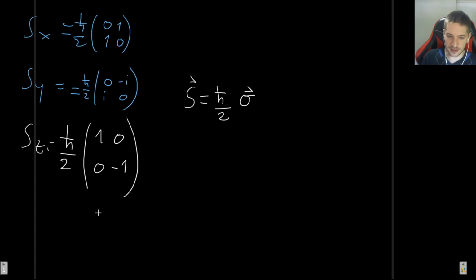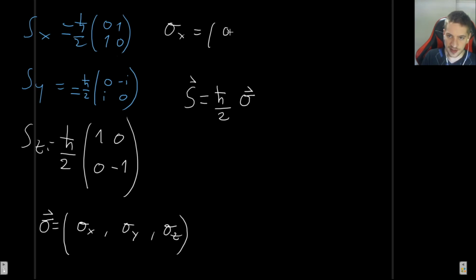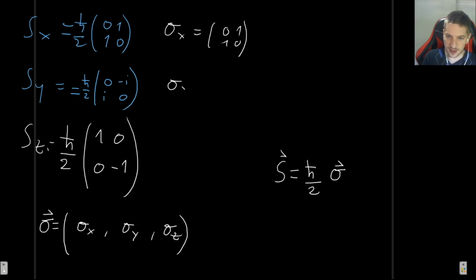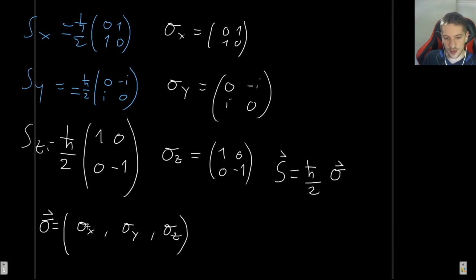And this sigma right here is simply a vector that contains sigma x, sigma y, and sigma z. And what are these things? Well, sigma x is simply this matrix: 0, 1, 1, 0. Then we have sigma y, which is going to be 0, minus i, i, 0. And then we have sigma z, which is going to be 1, 0, 0, minus 1. Okay, so that's the way to write this.